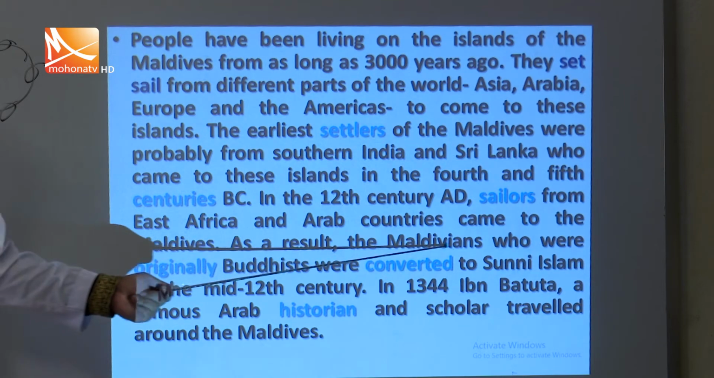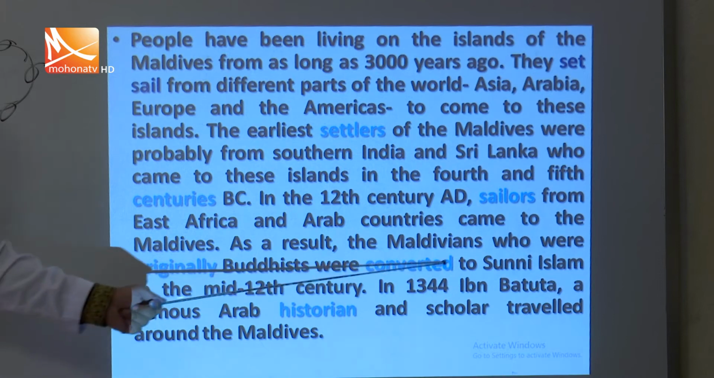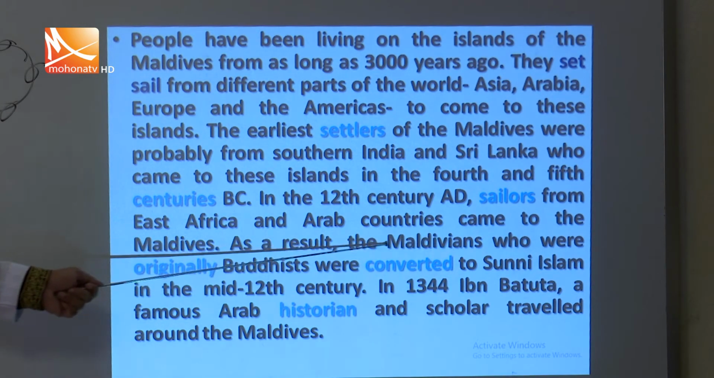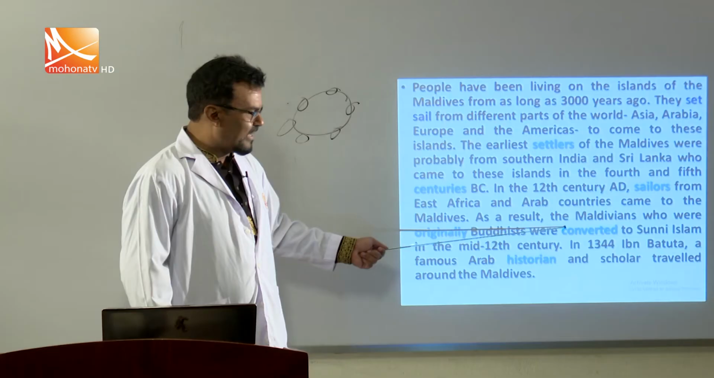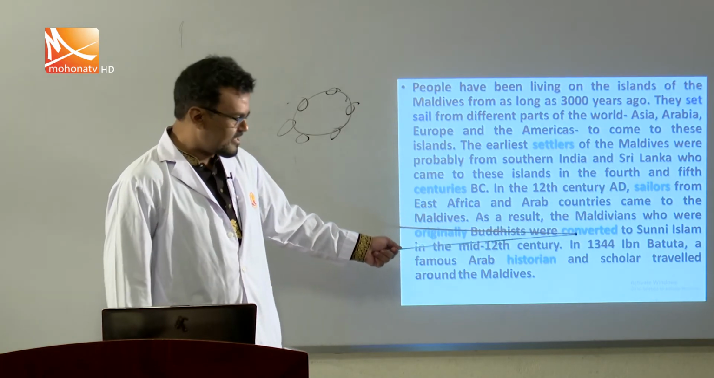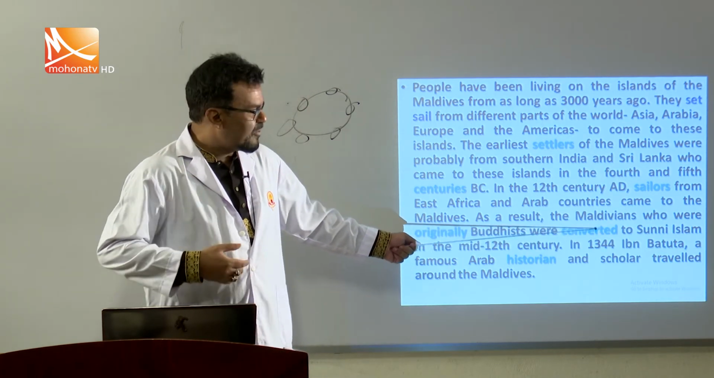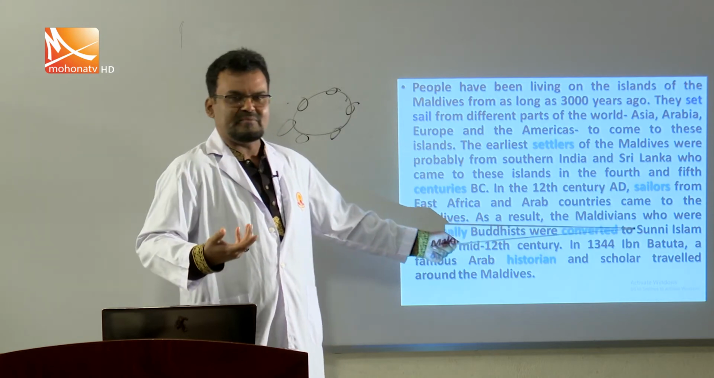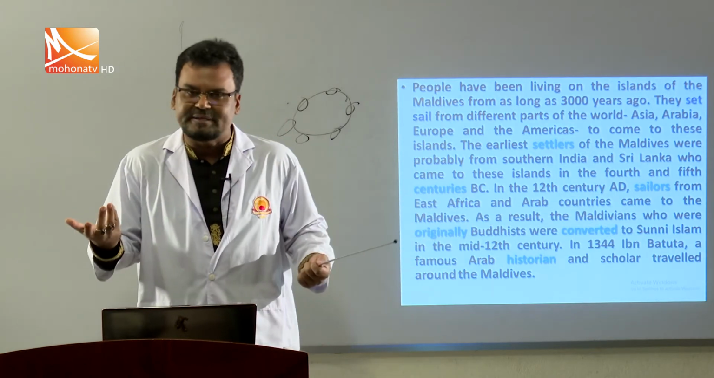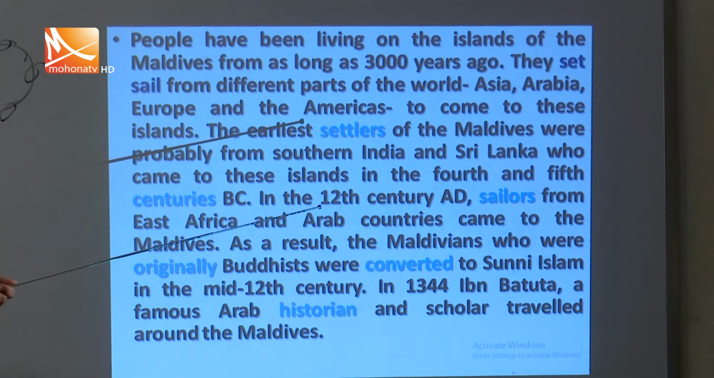As a result, the Maldivians, who were originally Buddhist, were converted. Converted means they took another religion. They accepted or adopted another religion, that is called converted. So they were originally Buddhist, but they were converted to Sunni Islam. They became Muslim, because you see the Arab people came there, so they influenced them.